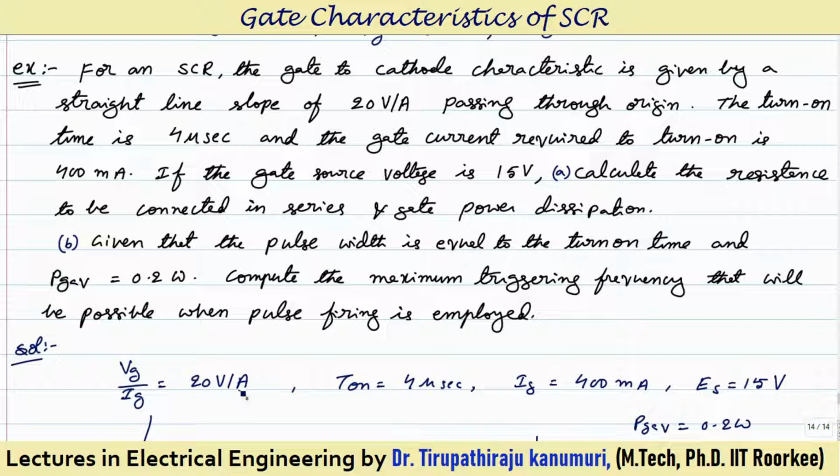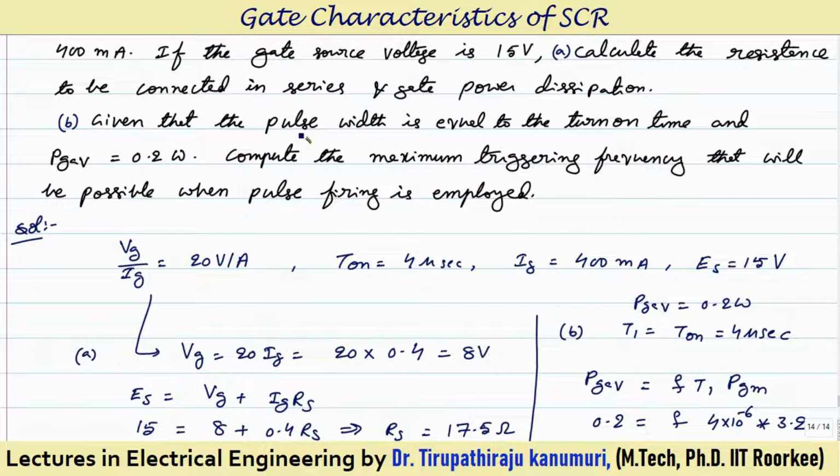Vg by Ig characteristic they have mentioned as 20 volts per ampere up to here. And the gate current required to turn on is 400 milliamperes. That means the gate current that is required is 400 milliamperes. If the gate to source voltage is 15 volts, that means Es is mentioned as 15 volts. It is asked to calculate the resistance to be connected in series and gate power dissipation. How much value of the resistance should be connected in series to limit the current, and what is the gate power dissipation under those conditions.